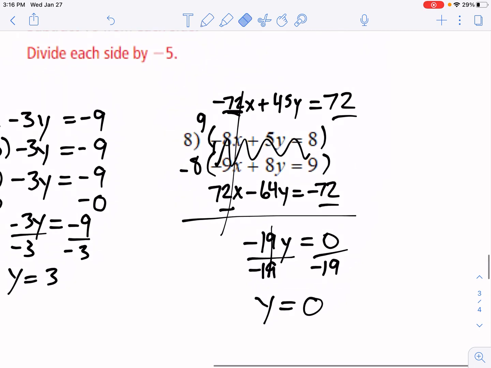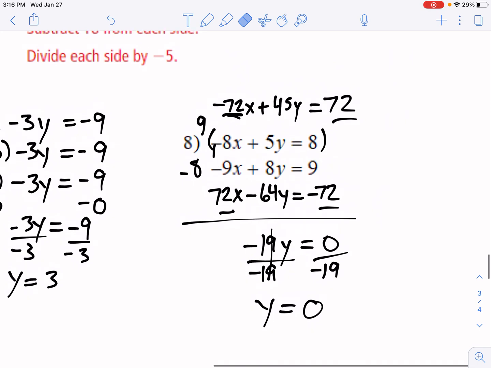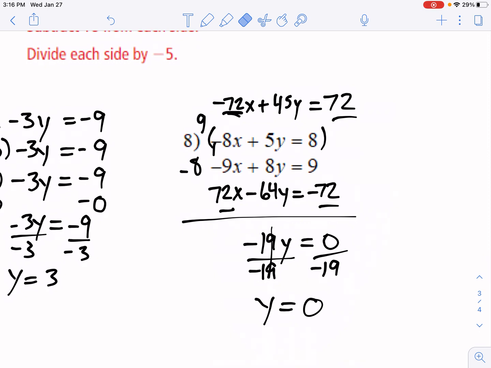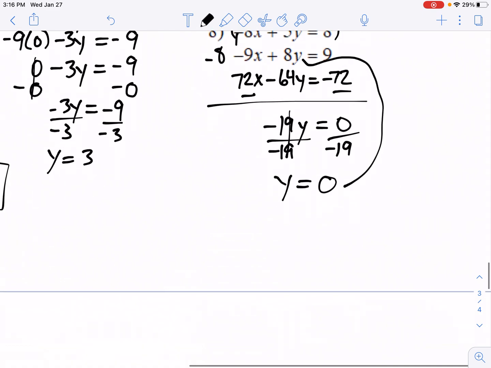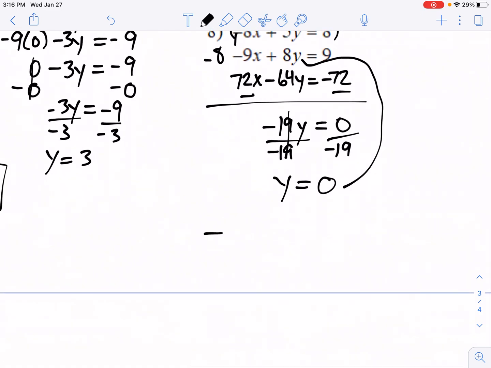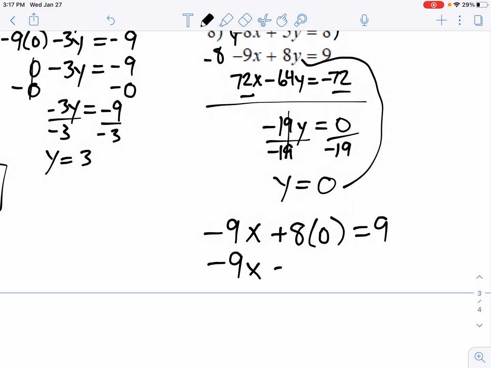Now we need to go back, again, to the original equation. One of the two, it doesn't really matter. Let's go with the bottom one. Why not? And then we're going to solve for x. So we're going to plug in 0 for our y over here and solve for x. Since I'm running out of room, I'm going to write it below. So we have negative 9x plus 8 times, plugging in 0 for y, equals 9. Well, we end up with negative 9x plus 8 times 0 is 0, so we have plus 0.